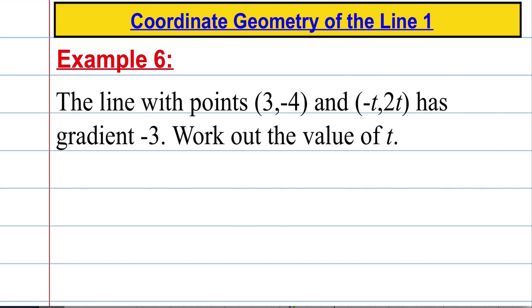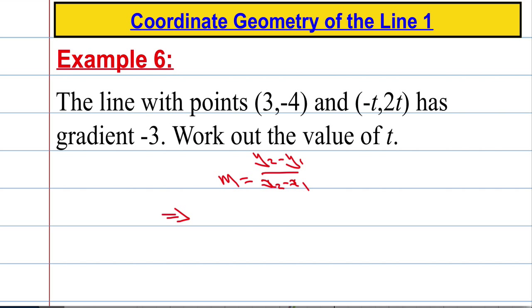Okay, example 6, final example. The line with points 3, negative 4 and negative t, 2t has a gradient of negative 3. We're asked to work out the value of t. Well, as I said before, when you're doing any sort of question like this, it helps to write out the formula, because you will remember it if you write it out every time. m equals y2 minus y1 over x2 minus x1.